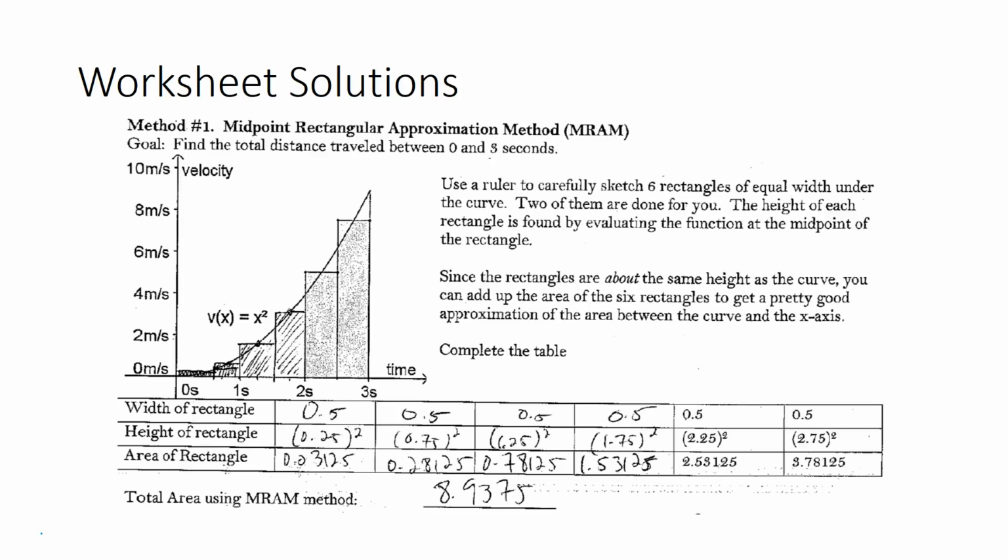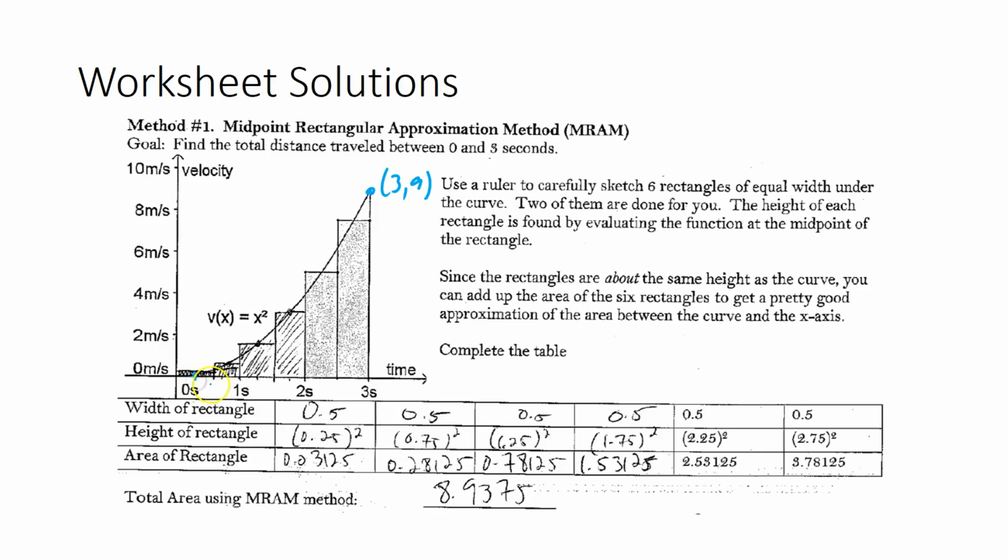So here's the MRAM, and this solution's on line 2. What's going on here is we go from 0 to 3 seconds, and we go up to 9 on our x squared, right? Because 3, 9 would be the point on the curve here. So what I do here is I write the width of each rectangle to find the area. The width of each one is going to be 0.5. The height is going to depend on the midpoint of each rectangle.